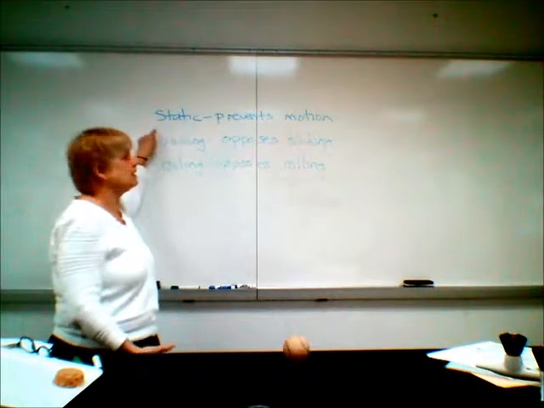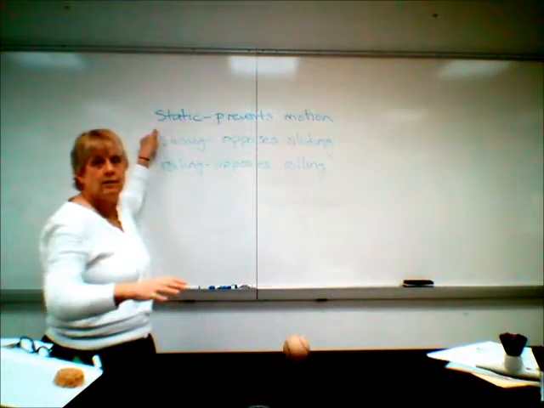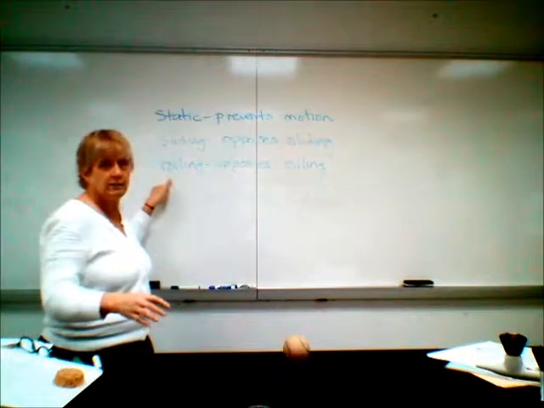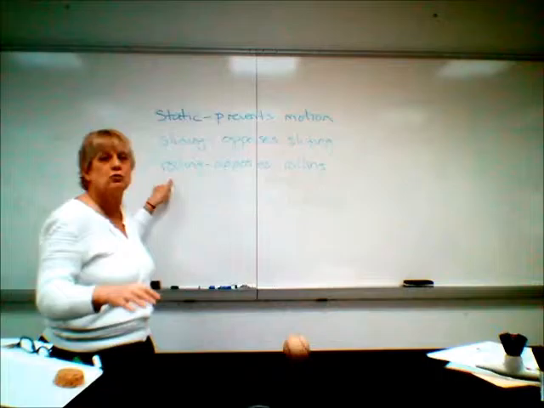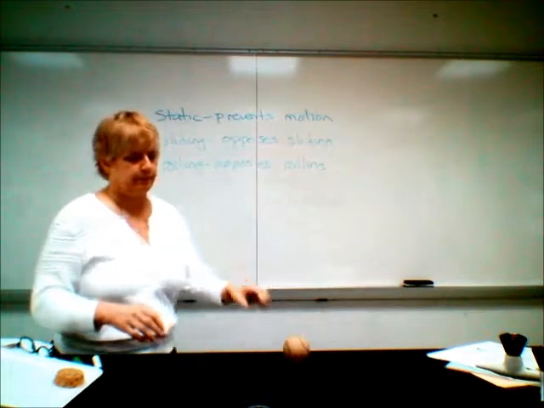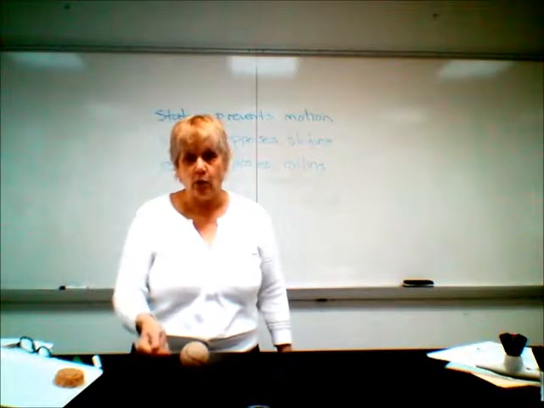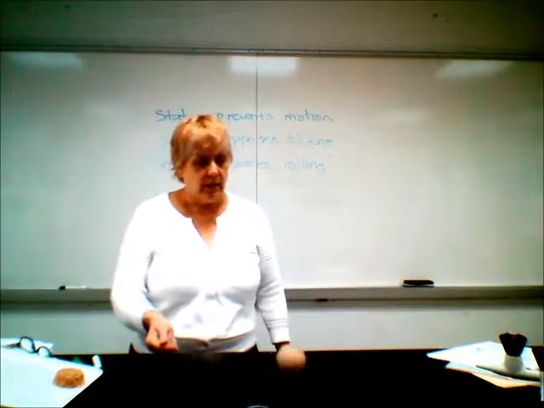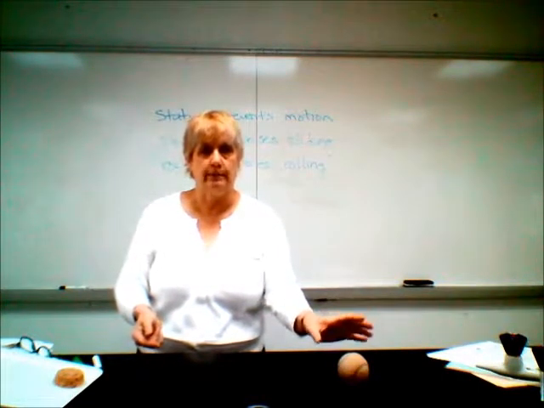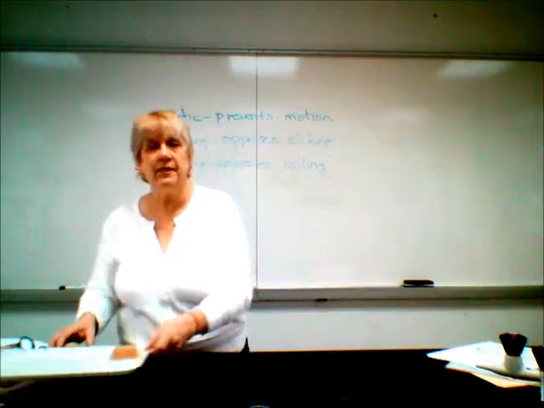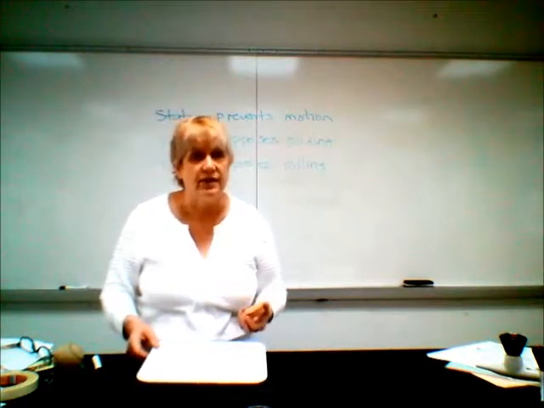So static, something is still, you want to make it unstill, you overcome static friction. Rolling friction, once something is already rolling, rolling friction will try to stop the rolling. I have to overcome static friction to get the ball rolling in the first place. But then rolling friction takes over and will eventually stop the rolling. Sliding friction is basically the same thing, just with an object that's already sliding.